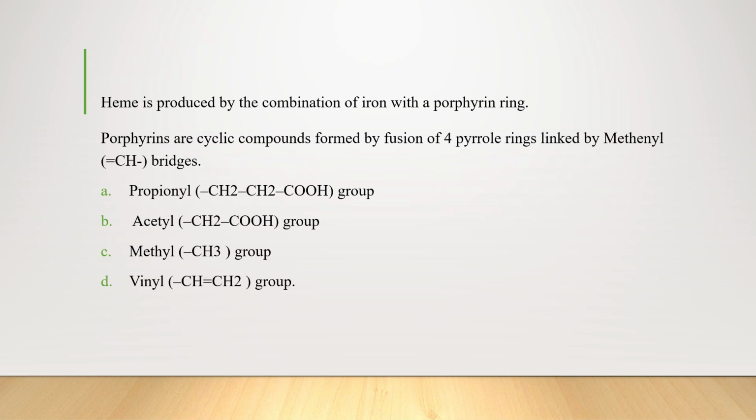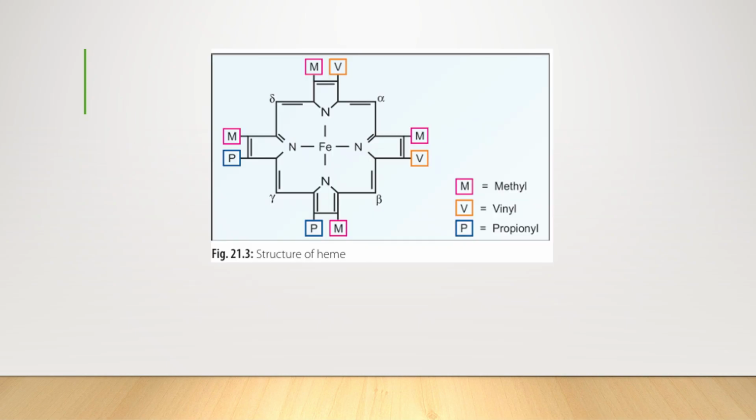Now let's see the structure of heme. Heme is produced by the combination of iron with a porphyrin ring. Now what do you mean by porphyrin ring? The porphyrin ring system is a cyclic compound formed by the fusion of 4 pyrrole rings linked by methylene bridges. So basically there are 4 pyrrole rings.